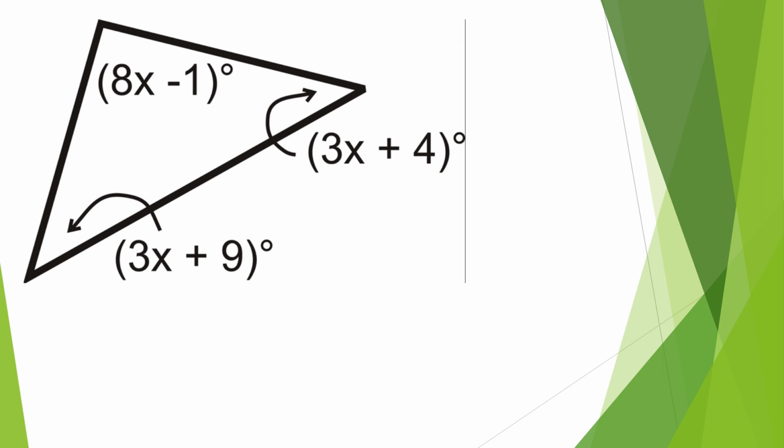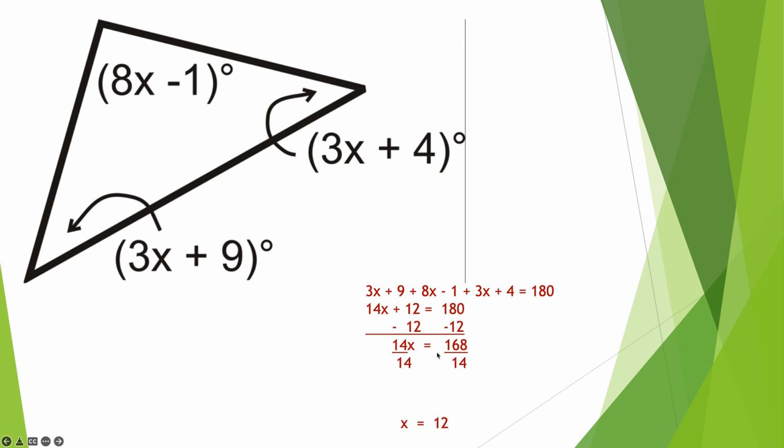Okay, so if I add them all up, in this case, there's a 3x plus 9, there's an x minus 1, and there's a 3x plus 4. I'm going to get the 180 degrees that the angles of the triangle add up to. Well, 3x's and 8x's is 11x, and 3 more x's is 14x. 9 and negative 1 make 8, and positive 4 make 12. Subtracting 12, 14x is 168, dividing by 14, and I get x is 12.